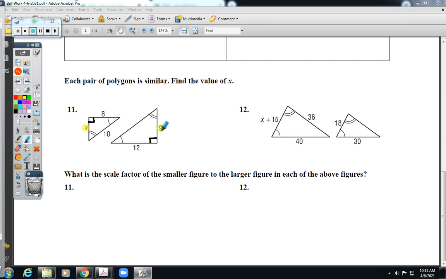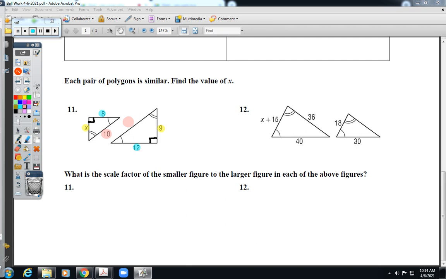X and 9 are corresponding sides, right? 8 and 12 are corresponding sides. 10 does not correspond with anything because we don't know that number. You remember this? We could set up that extended proportion: x over 9 equals 8 over 12 equals 10 over whatever that is. Just like you did up top on numbers 2 and 5 and 8, you set up an extended proportion. Since we don't know what pairs with 10, we don't worry about that one.